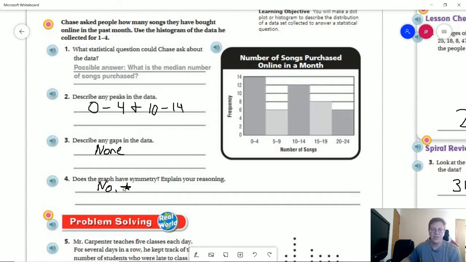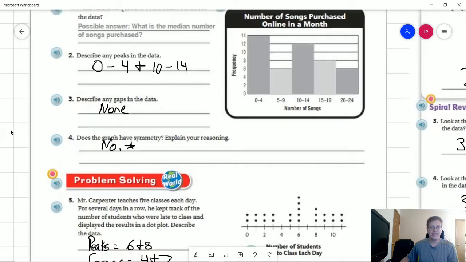There is a time that we might be able to argue for symmetry if we have significant gaps between a major portion of our data points and something that could be considered an outlier compared to everything else. And so because we cannot draw a line down the center and have something that looks like a mirror opposite, or showing symmetry, we would answer no in this particular case.